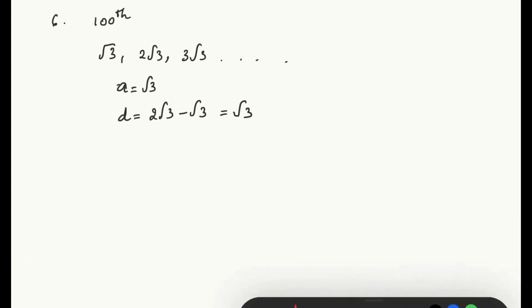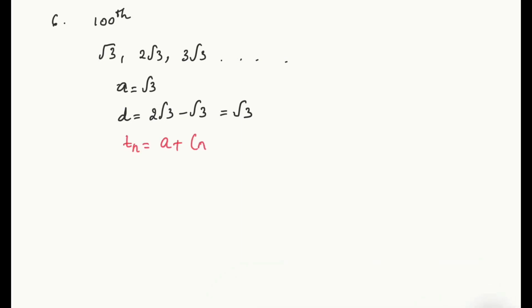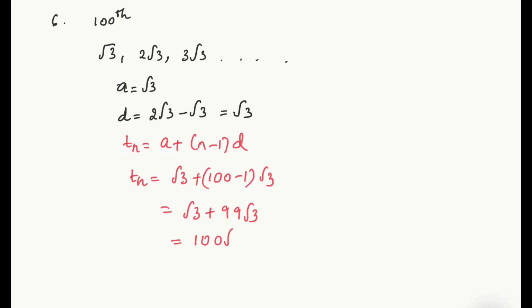So let us write what our Tn is. Tn is equal to A plus n minus 1 into D. So Tn is equal to, what is our A? A is root 3, plus n is 100, so 100 minus 1 into D, which is again root 3. So you get root 3 plus 99 root 3. That is equal to 100 root 3. So you get T100 is equal to 100 root 3.